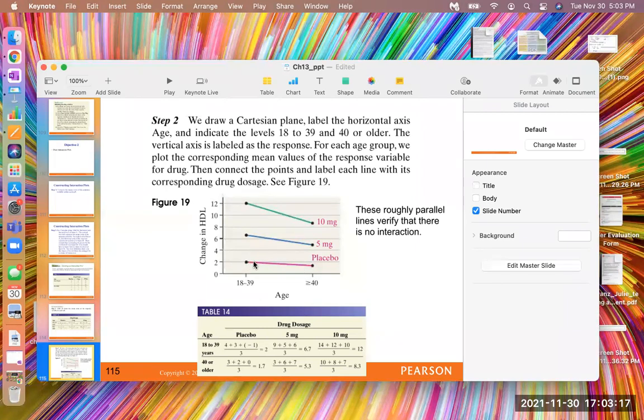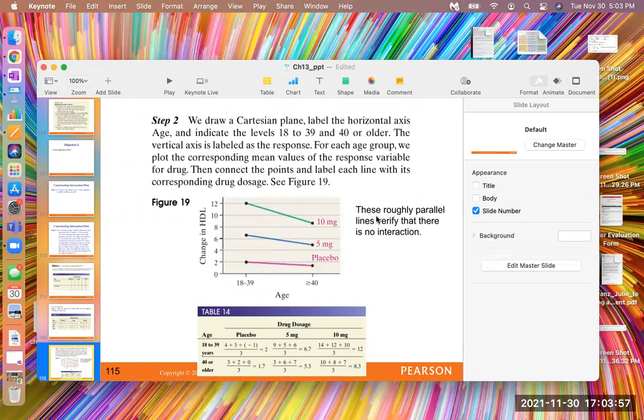And so then they connected the dots that were the same level of B, and they've labeled it placebo. And then they did the 6.7 and 5.3, and they labeled those 5 milligrams, and then they connected them because they're the same level of B. And then the same thing with the last one, they did the 12 and the 8.3, and they connected them because they were both the same level of B. And this is their interaction plot.